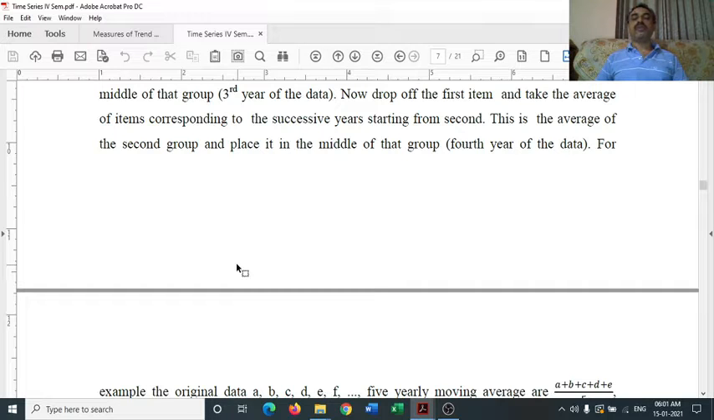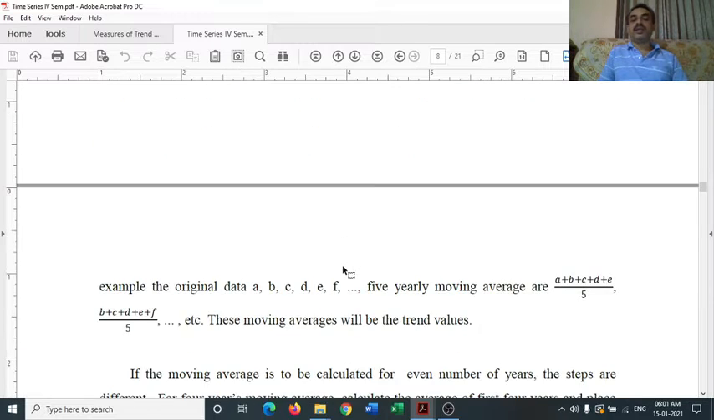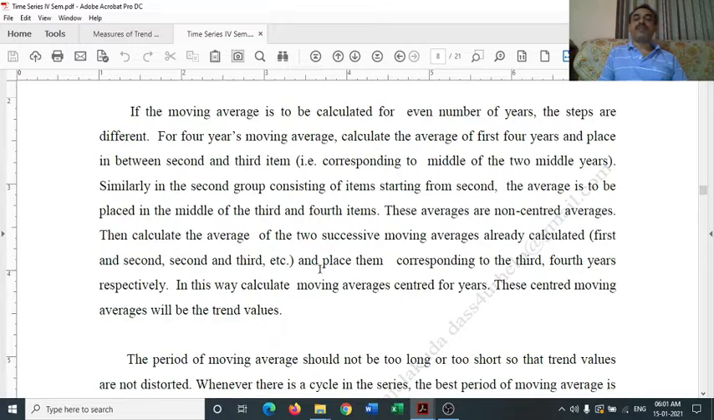So what happens if the periodicity is an even number? In that case, we have to calculate the moving averages in two phases. In the first phase, we will be getting non-centered moving averages. Non-centered moving averages means there won't be a year representing that average.